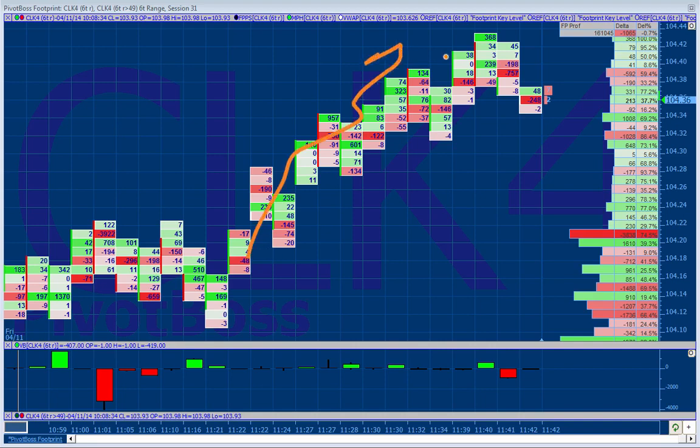Now, as price pushed higher, you can see a lot of buyers started to come in here. Buyers here, and look at the buyer on the high. Look at that. That is 104.43. That's the high print. And that's 368 contracts that buy.